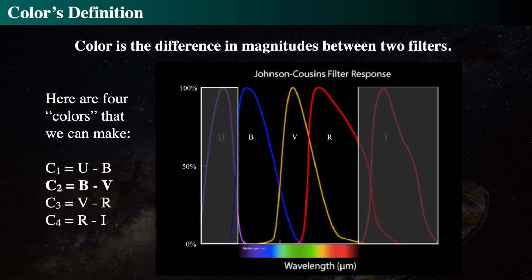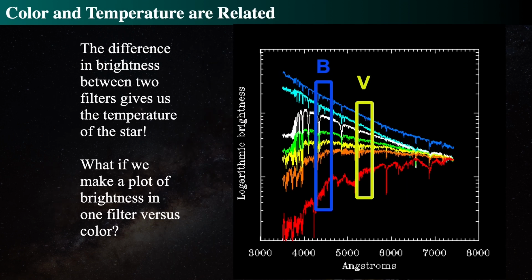So by history and by chance and by how things work, we tend to say that in the standard way, one of the many colors that we can create will be the blue magnitude, the magnitude of a star when you pass its light through the B filter, subtracted from the magnitude of the star passed through the V filter. And that by definition is the color. So how do we get that out of there?